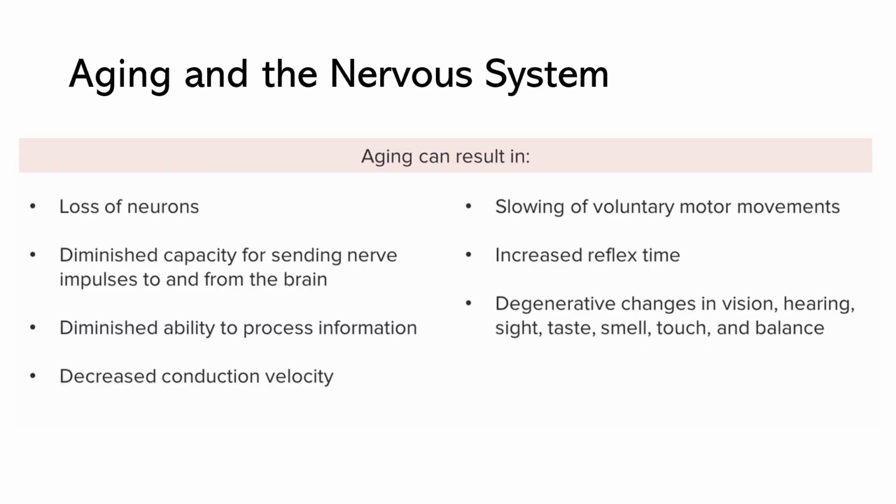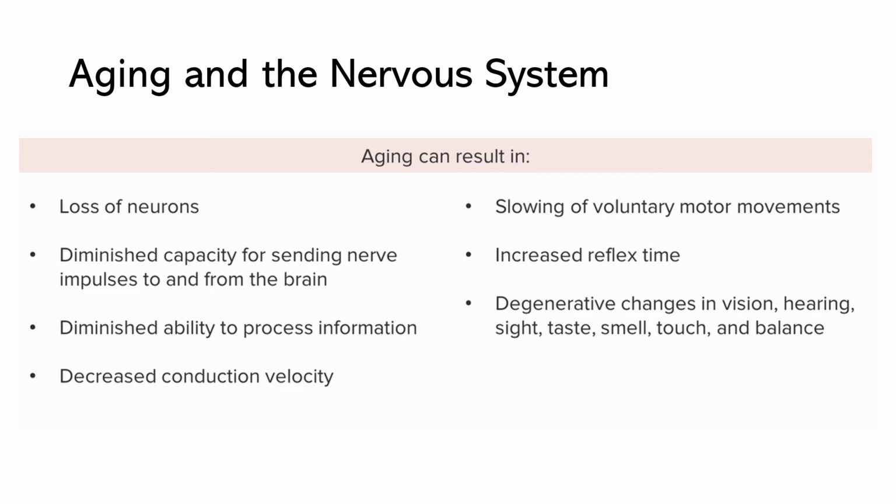So what happens to our nervous system as we age? Aging can result in an overall loss of neurons, as well as a diminished capacity for sending nerve impulses to and from the brain. We also sometimes lose our ability to process information, and the speed of conduction of our nerve impulses decreases overall. This can result in the slowing of voluntary motor movements and an increase in our reflex times, since we're not moving our impulses as fast as we used to.